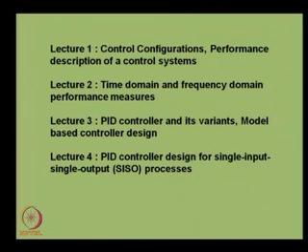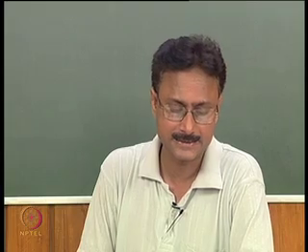Those are rise time, settling time, steady state error, decay ratio, overshoot, undershoot, peak time and so on. So, these fall under the time domain performance measures of a control system. Similarly, coming to the frequency domain performance measures, we have phase margins, gain margins, phase and gain crossover frequencies and so on. Now, these two are very important.